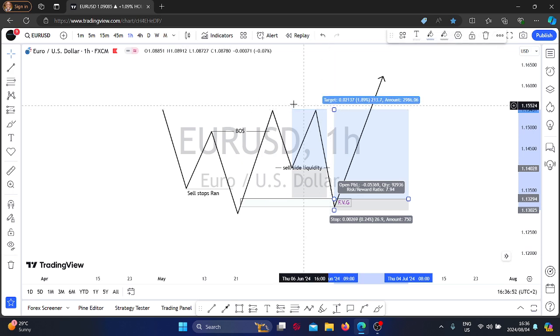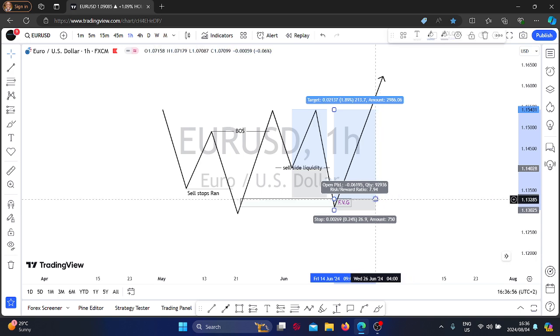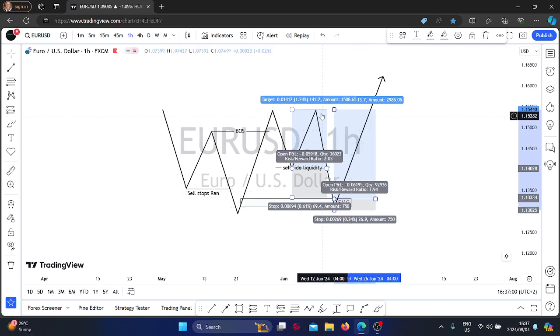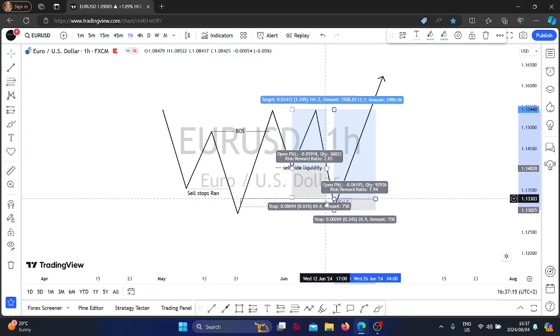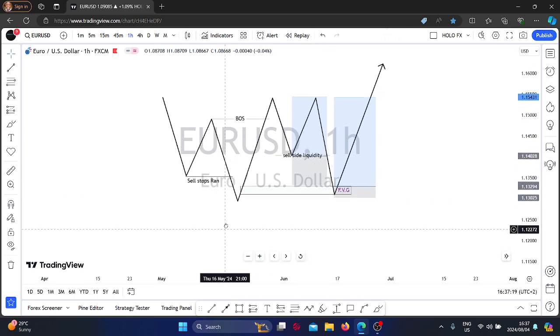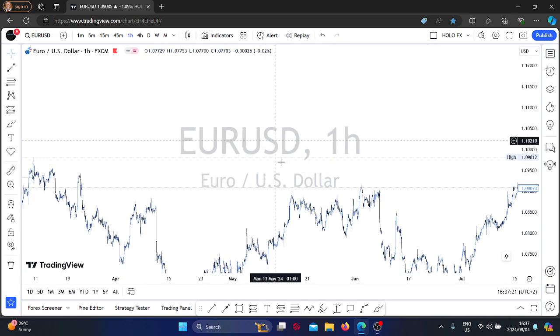Aiming at the same exact target, but this time we have a much greater risk to reward. We have a 1 to 8. Here we had a 1 to 2, and we had a pip value of 141, and on this side we had a pip value of 213. So it's much better for you to start to look for buys at a lower price point than at the medium price point. Now let's go to the chart and try to spot this phenomenon, right?